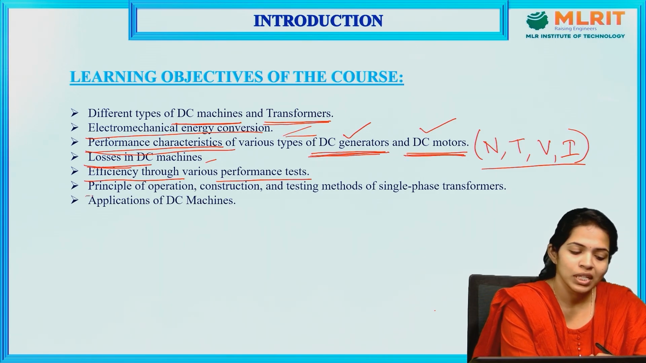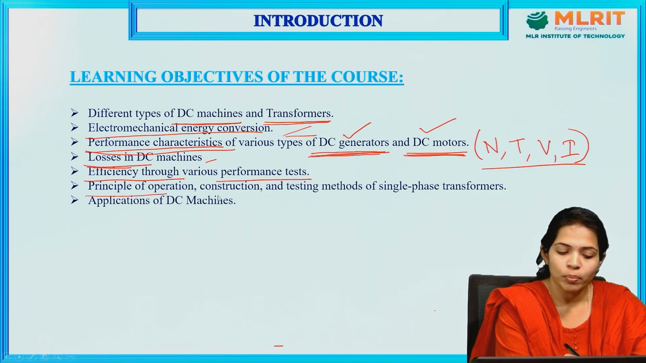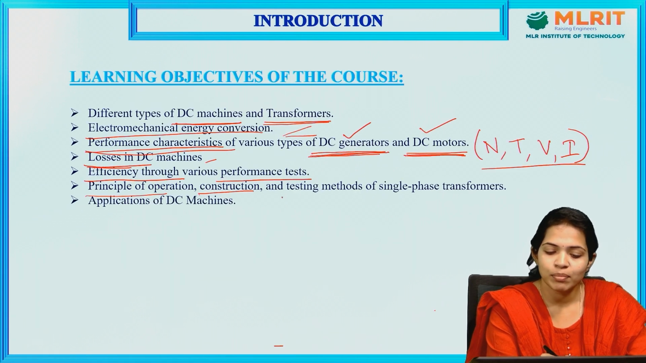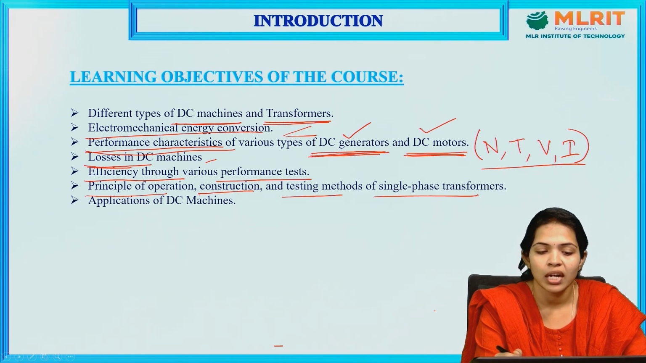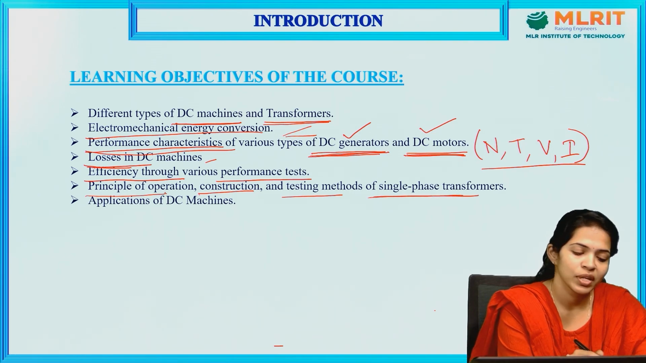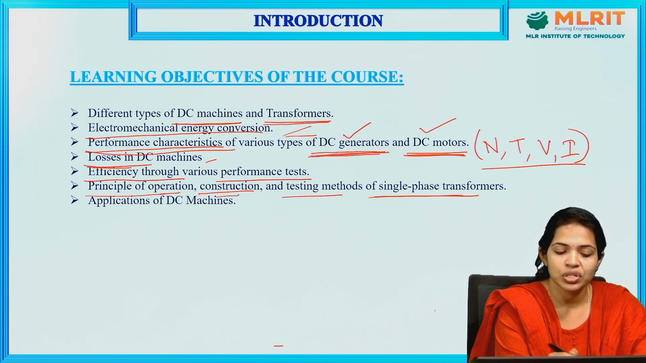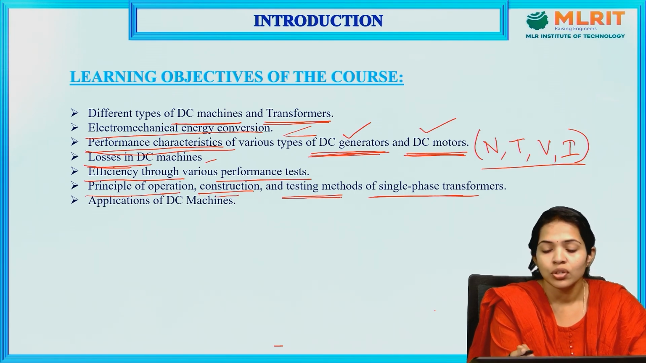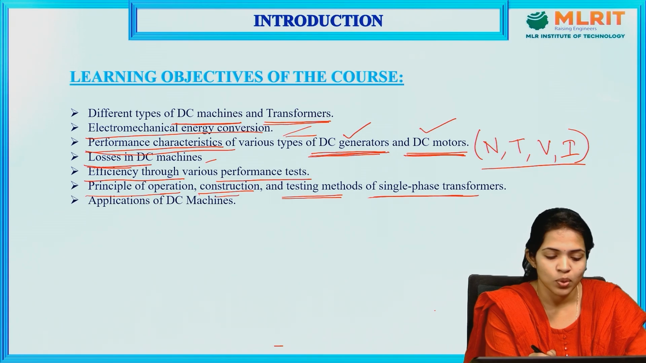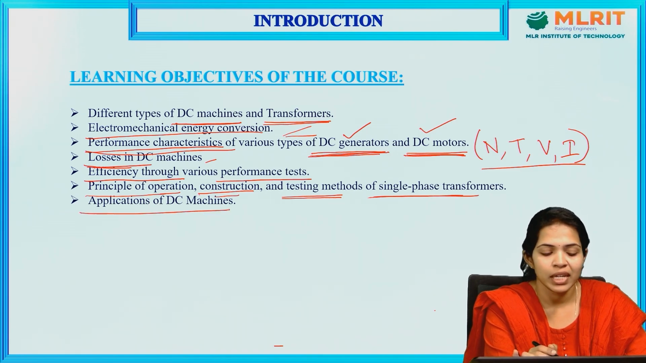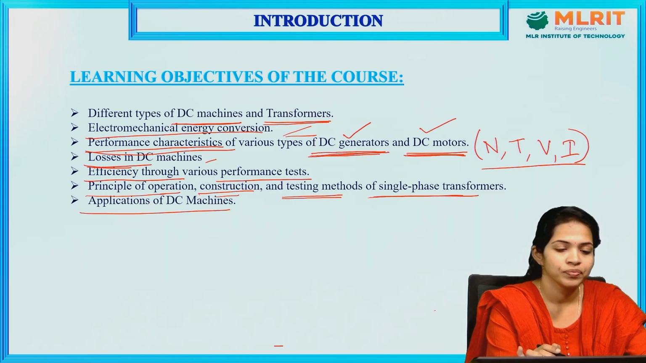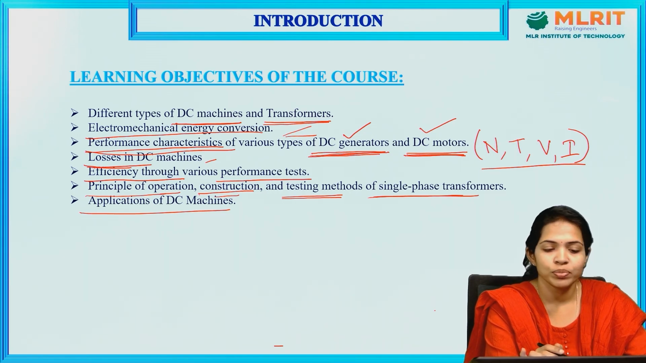Then, a detailed discussion about the principle of operation, construction, and testing methods on single phase transformers. We also have three phase transformers, but under the course of DC machines, we will be studying single phase transformers, their principle of operation, construction, and the various testing methods to calculate their efficiency. Moving on to the final topic of the DC machines course, we will be studying the real-time applications of DC machines in today's world. These are the main objectives of this course.